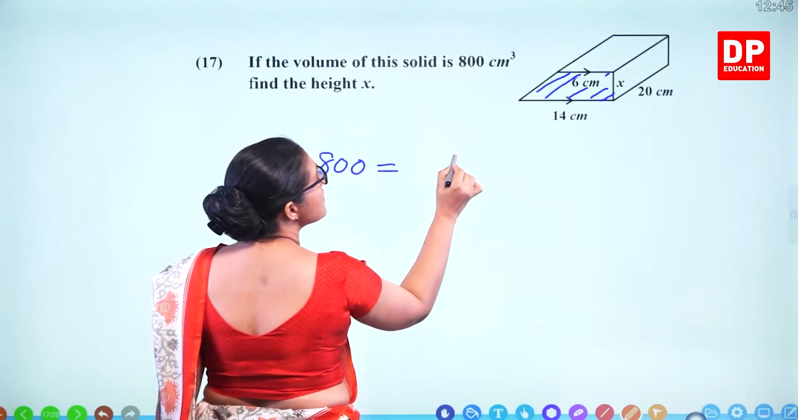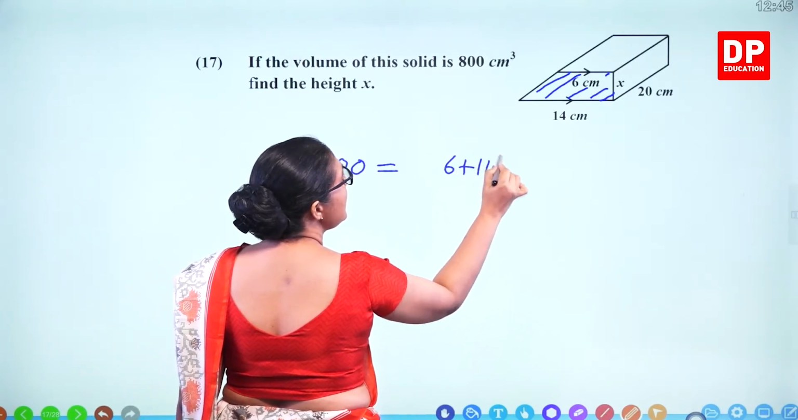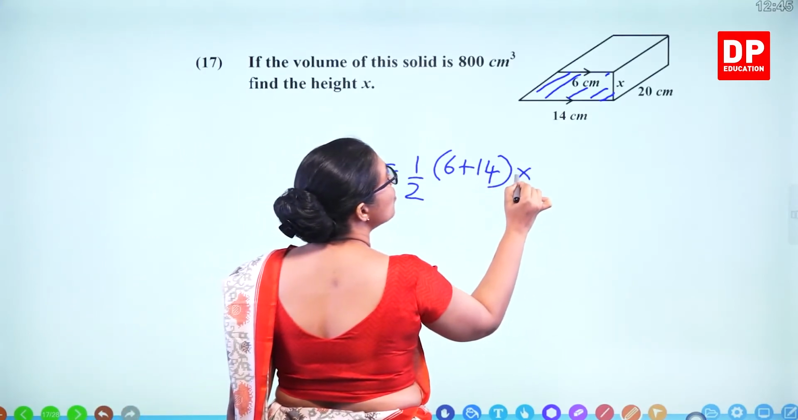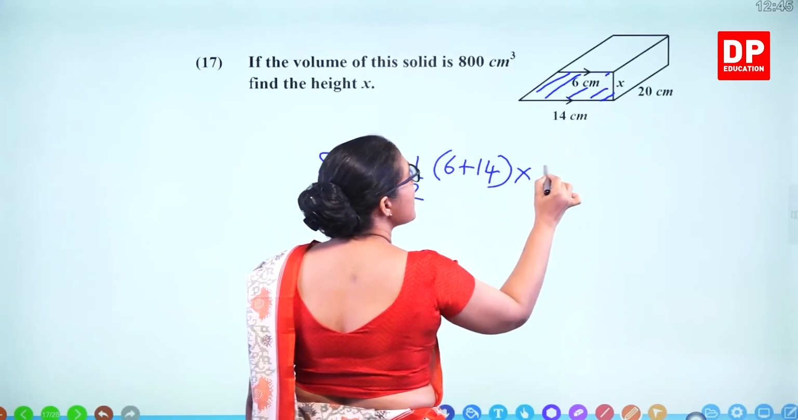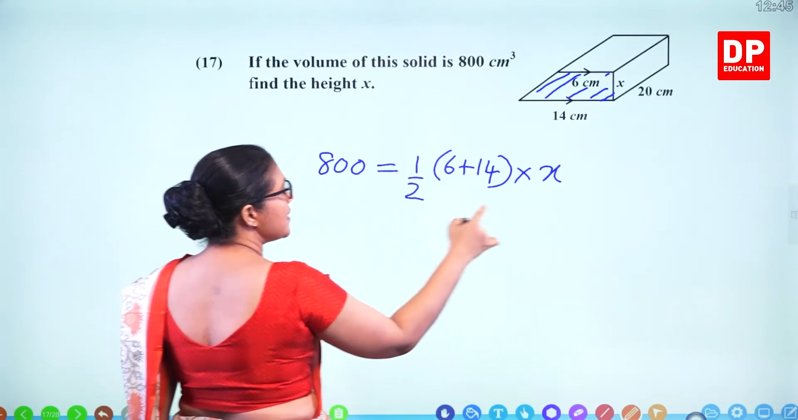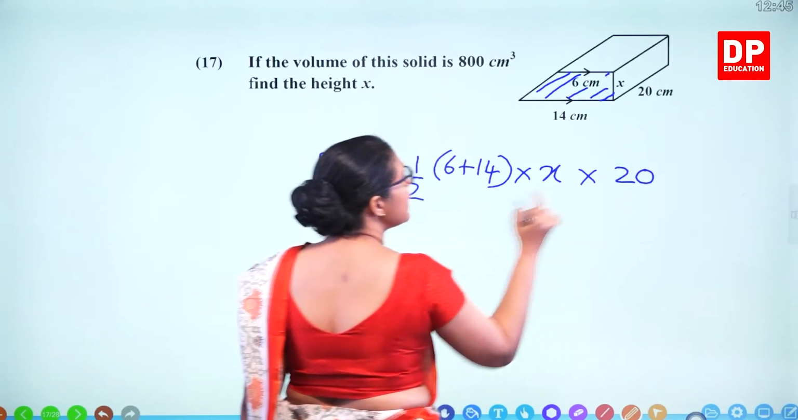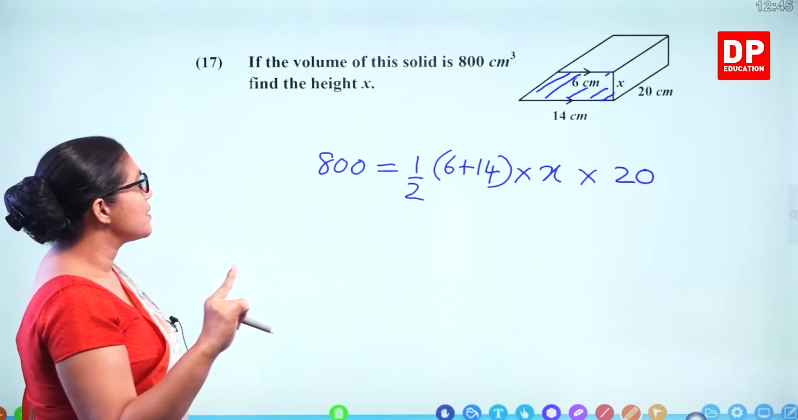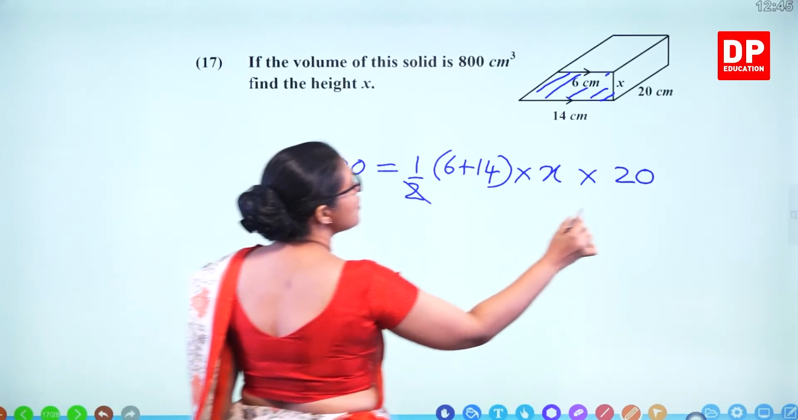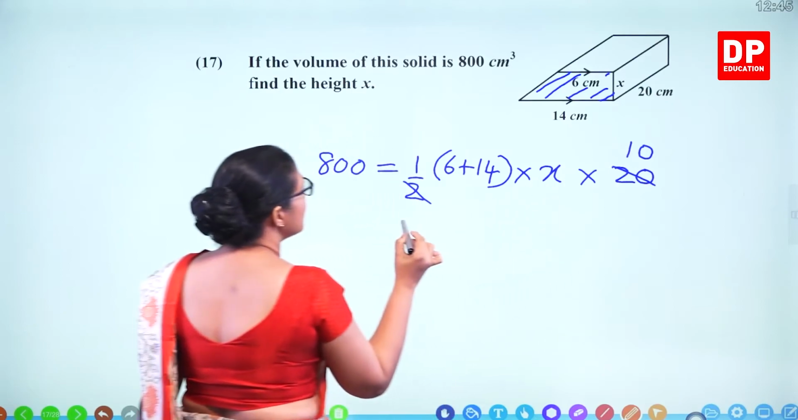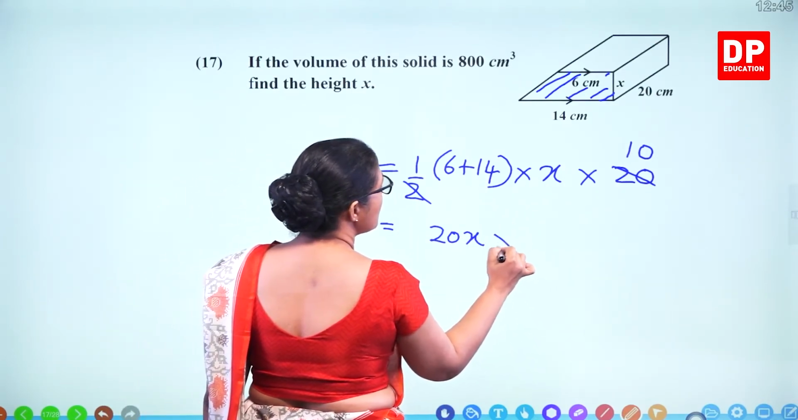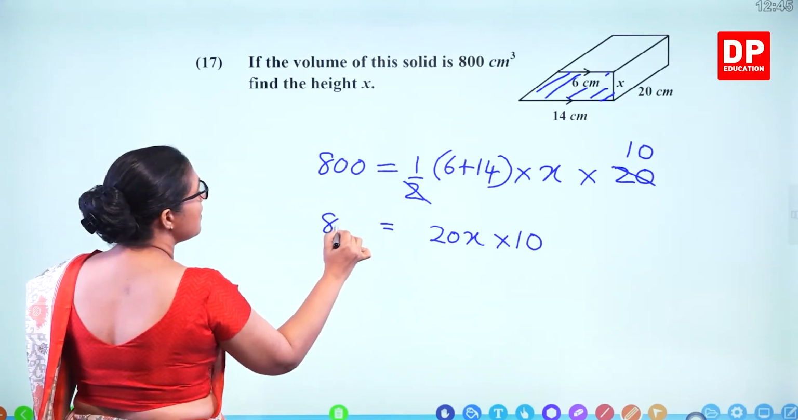first add the parallel sides, 6 plus 14, into half, into the perpendicular height, which is x. And that's the area of the trapezium, into 20. That's the length of the prism. So that's equal to 800. 2 times this, you get 10. So 6 plus 14, 20x into 10 equals 800.